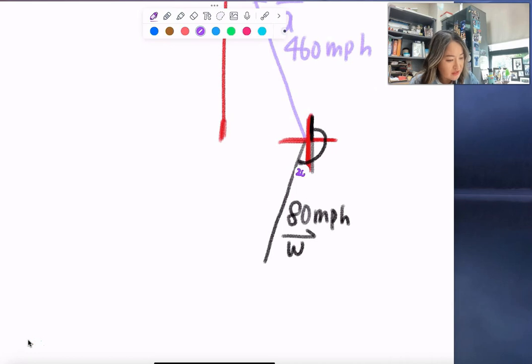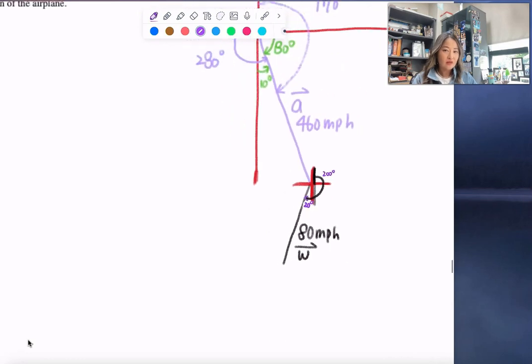Isn't this 20 degrees right here? Do you see why? Because this guy traveled 200 degrees, right? Bearing up. That means it's 180 plus 20. That gives you 200. So I'm going to do that right there.